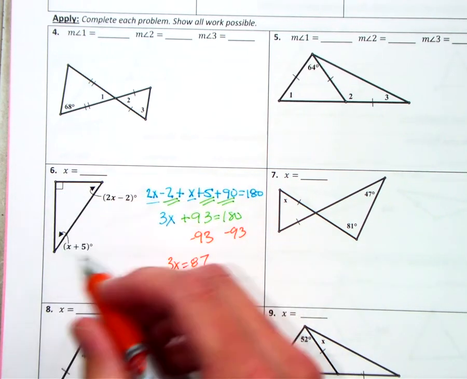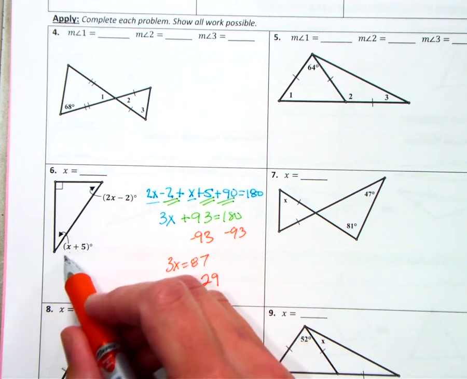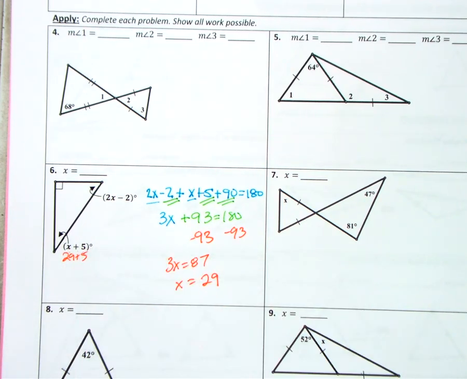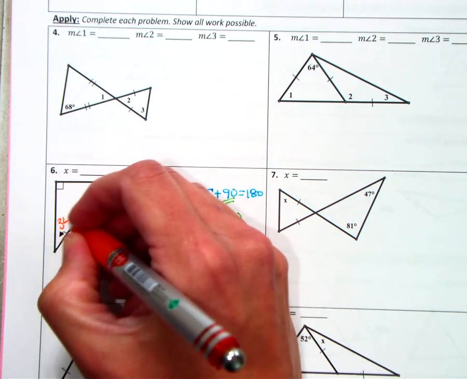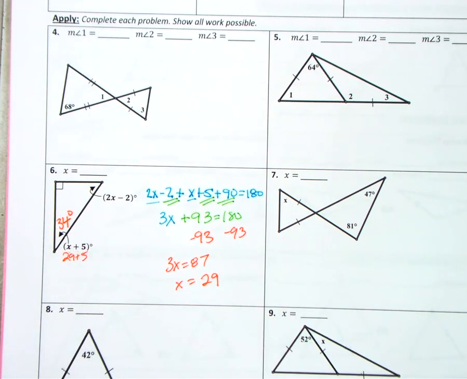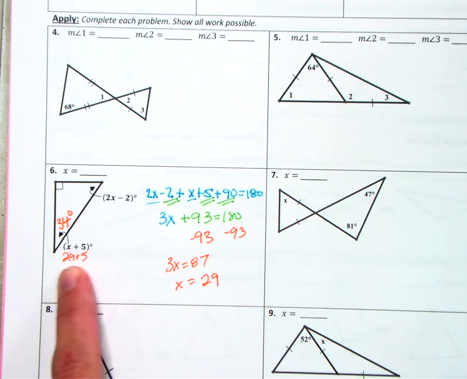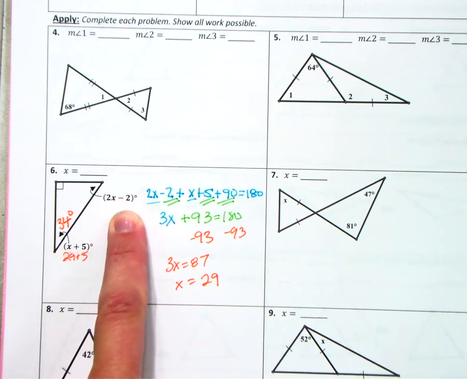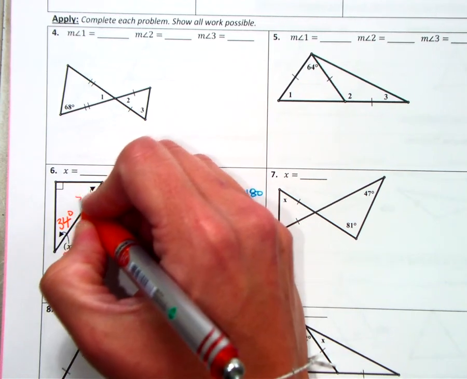Okay, so we do have a 90-degree angle here, so let's check this out. X plus 5, so 29 plus 5. We're just checking it out. So we've got a 34-degree angle here. We'll take our 29 times 2 minus 2 is 56.